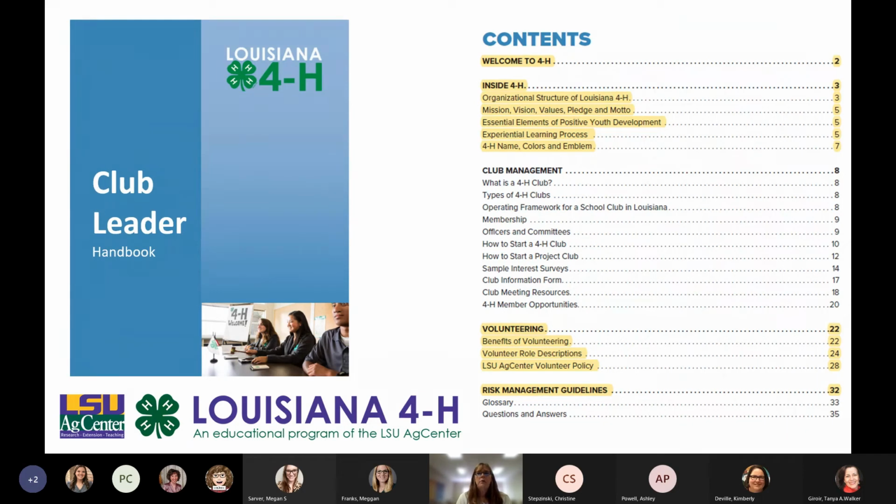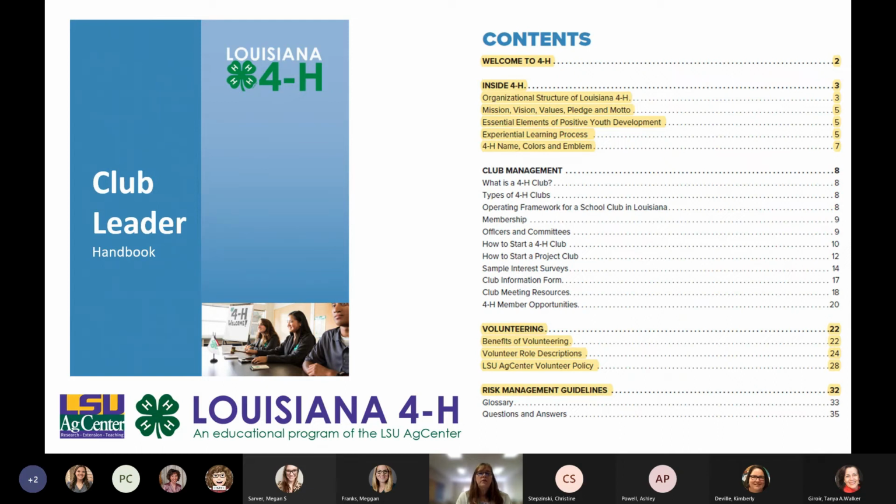Here's an example of the table of contents. I have highlighted for you the areas of the handbook that definitely relate to the orientation portion. Inside 4-H, you know, you're going to want to cover some of that information, and then within that section of the Club Leader Handbook is the organizational structure, the mission, the vision, values, pledge, motto, the essential elements, experiential learning, the 4-H name, colors, and emblem.